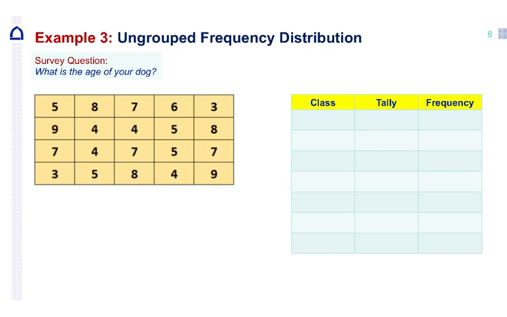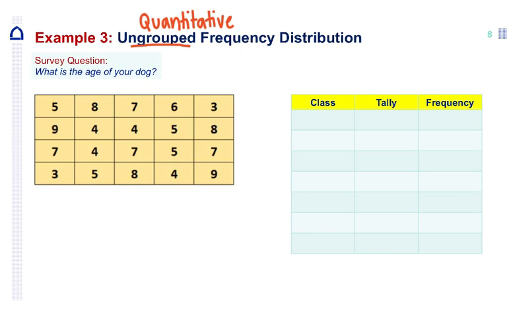Okay, now lastly we will talk about ungrouped frequency distributions. These are also for quantitative data, for numbers, but we can make ungrouped frequency distributions when the quantity of different answers we got is not too many. So in this case, the survey question was, what is the age of your dog? And these are the different answers we collected. There's not too many different answers, so each one answer can have its own class.